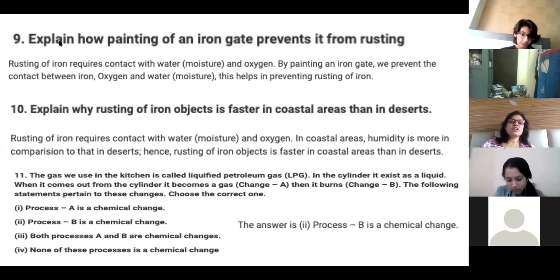Okay, so just write down this question: explain how painting of an iron gate prevents it from rusting. This is your classwork question, you can write it in classwork also.